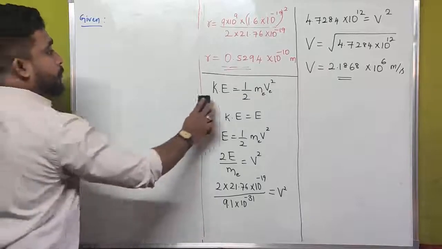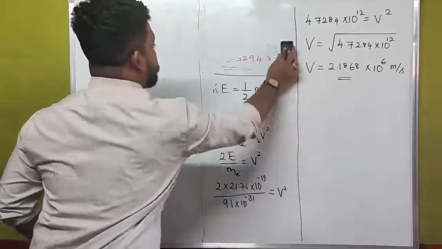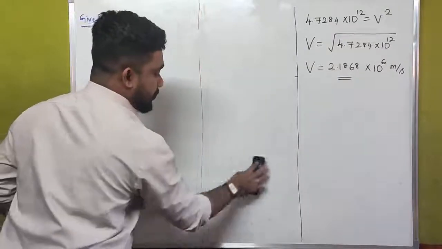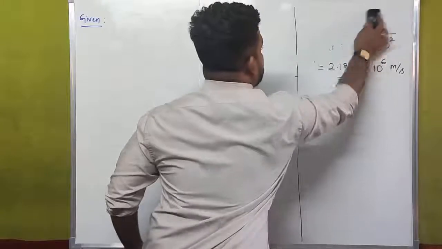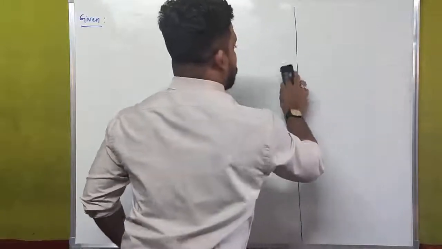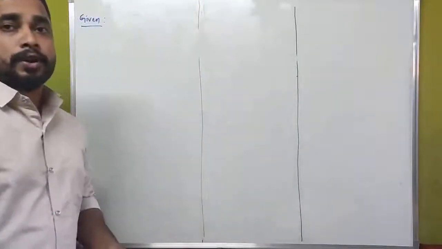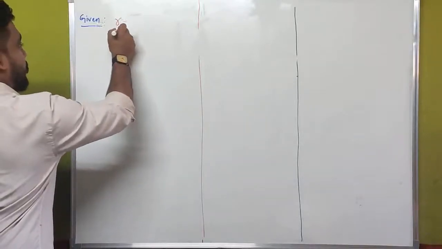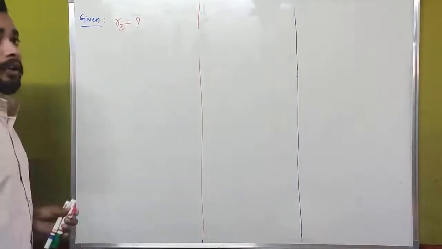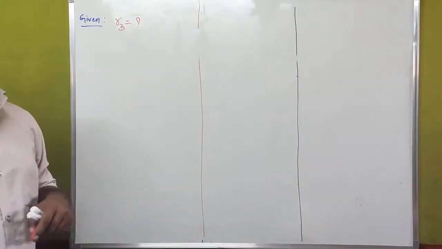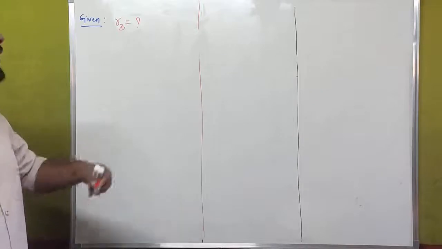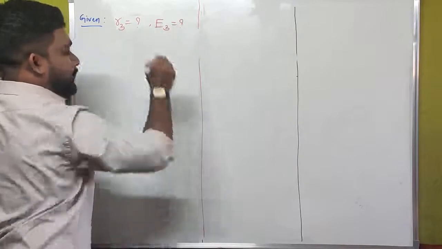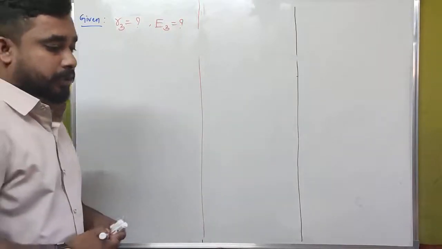In Bohr's hydrogen atom, we have to calculate the third orbit's value, that is R3. Here we have to find out the value of R3 and the energy in that orbit, the energy of the electron in that particular orbit. For that we have to calculate E3, the energy of the electron in that particular orbit.